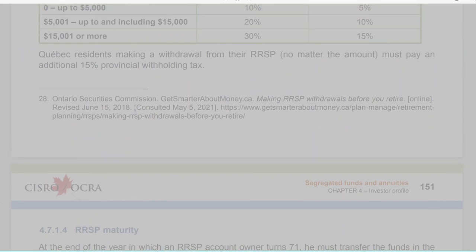$0, up to $5,000, 10%, 5%. $5,001, up to and including $15,000, 20%, 10%. $15,001 or more, 30%, 15%. Quebec residents making a withdrawal from their RRSP, no matter the amount, must pay an additional 15% provincial withholding tax.